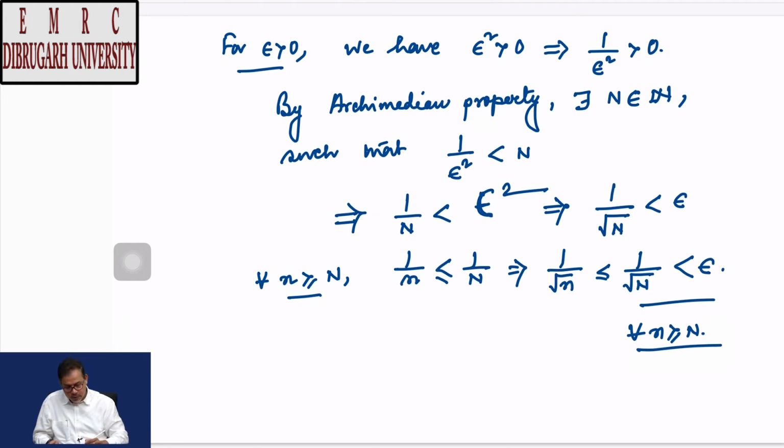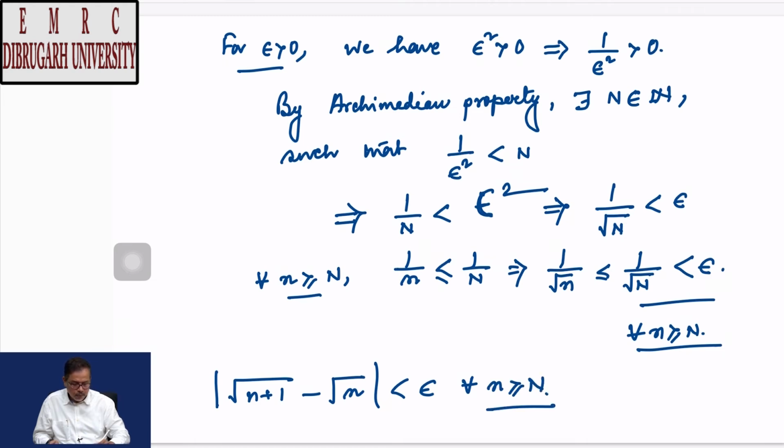Now, from this we have square root of (n + 1) minus square root of n, this is the original expression, less than epsilon for all n greater than or equal to N. This completes the proof of the result.